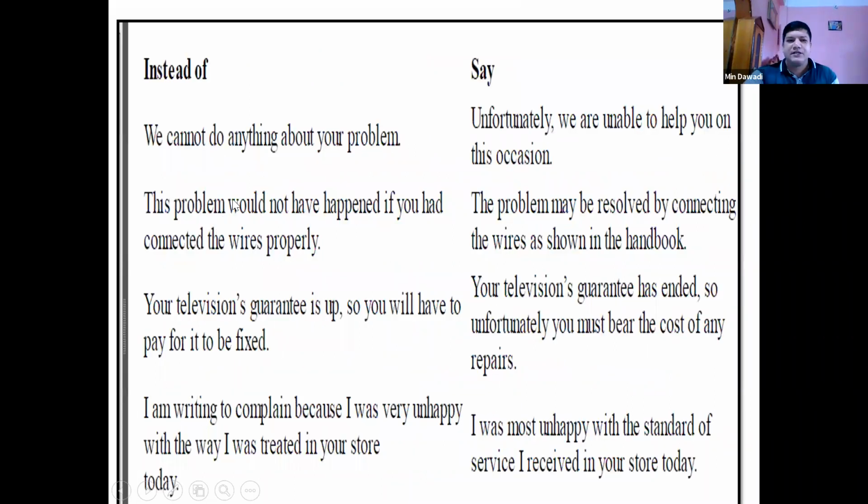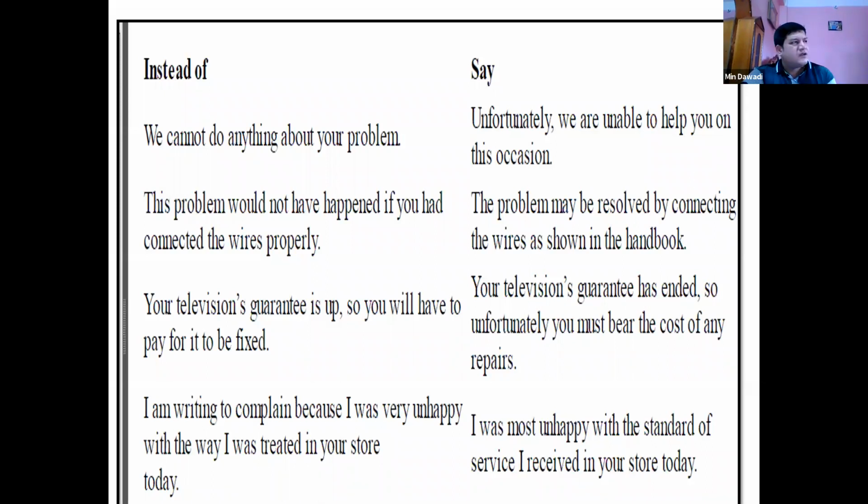Some more examples. We cannot do anything about your problem. It is very direct. It is not a positive tone. Business language says that negative things should be spoken in a positive way. You might have heard.